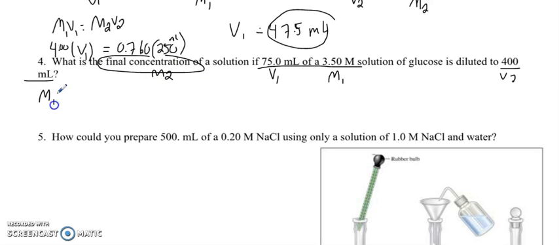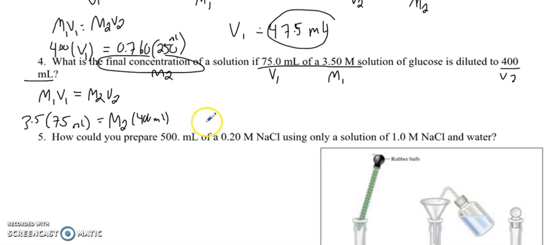So start with your equation. M1V1 is equal to M2V2. M1 we saw was 3.5 molar. V1 is 75 milliliters. So just make sure that if we're using milliliters here, we have to get milliliters on the other side. And we don't know M2, but we do know that V2 is 400 milliliters. So I want you to pause, isolate, and solve for M2.